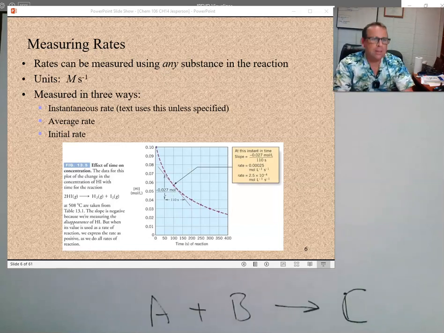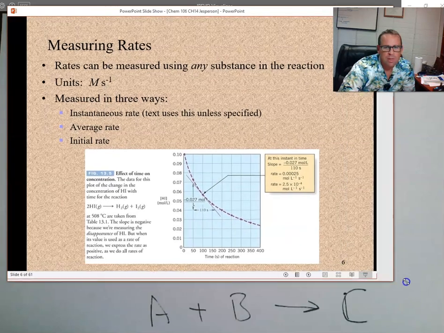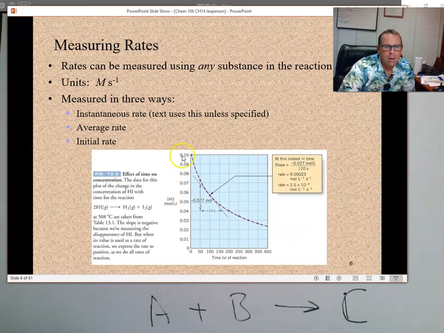How do we measure the rate of a reaction? Well, if we have some way to know the amount in either moles or molarity, meaning moles per given volume of space, and we can measure the concentration versus time, then we call this a progress curve, which changes as time proceeds.